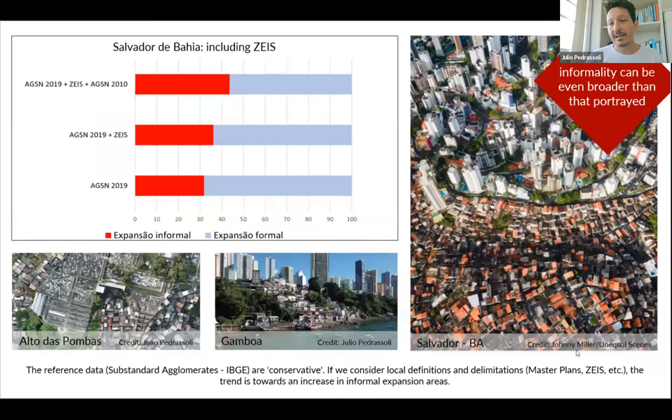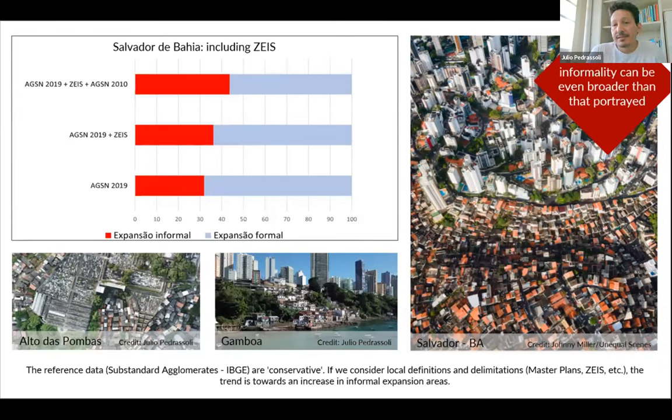So considering that the boundaries of subnormal agglomerations are limited by their definition, as we saw before, when we include other reference-based maps, such as the special interest zones, we call them ZEIS in Brazil, presented in the master plan of the cities, these growth proportions of the private areas tend to increase even more. Here you can see an example in Salvador de Bahia: when including the ZEIS, the proportion of growth of the private areas jumps from 31% to 42% if we use this other complementary reference.